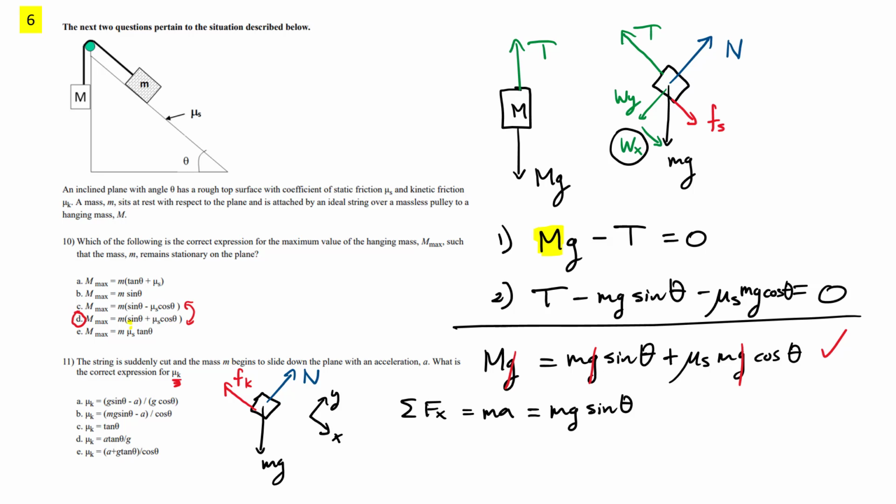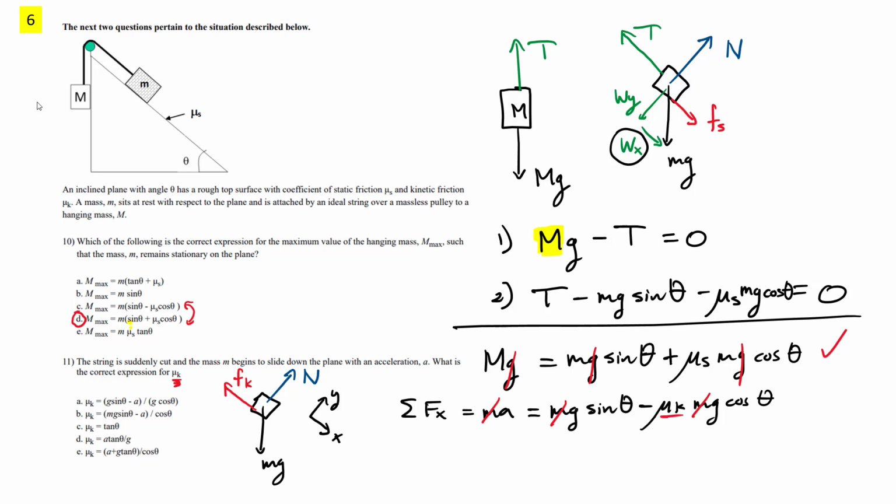Now we also have kinetic friction, but kinetic friction is acting opposite of that. So you get minus mu k multiplied by the normal, which is mg cosine of theta. So we have to simplify this expression. You could eliminate the masses. They appear in all of the terms.